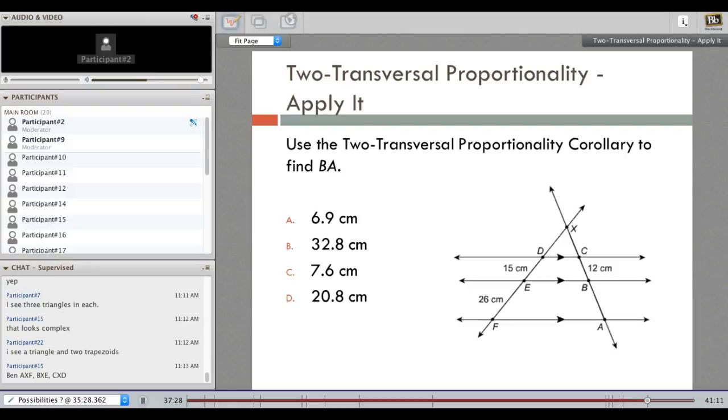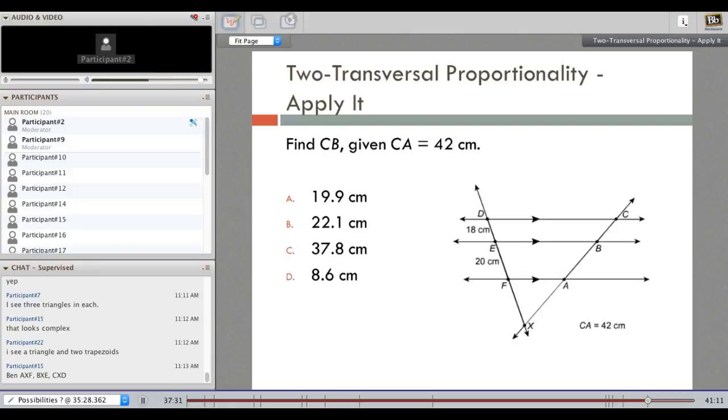Okay, I'm going to jump really quickly. Let's go to one where we apply this. I want to go to this one here. Now you have polling features, so feel free to put the answer in once you get it. But I want to at least get to where we set this up. So let's read the directions. It says find CB given CA equals 42 centimeters.